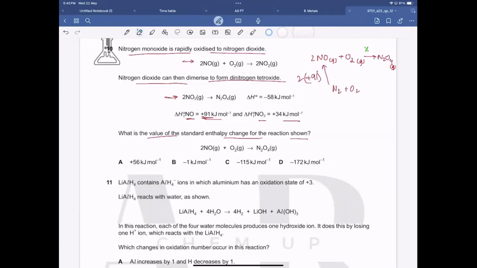Mariam, I didn't get what you were asking, sir. Why did it have a minus when calculating delta H? I didn't get what you were asking. Yes, can you clarify your question?